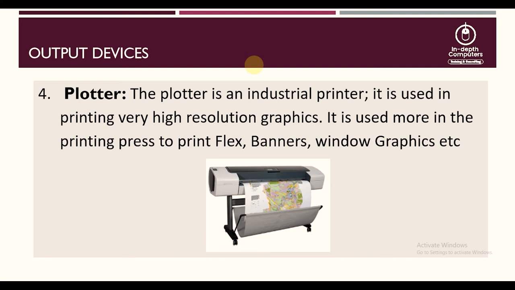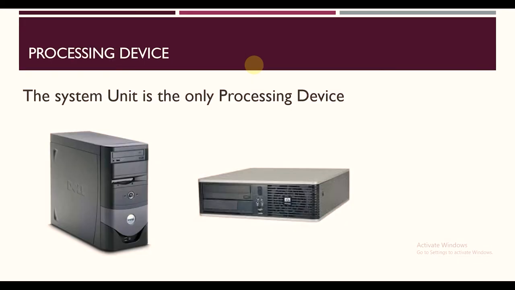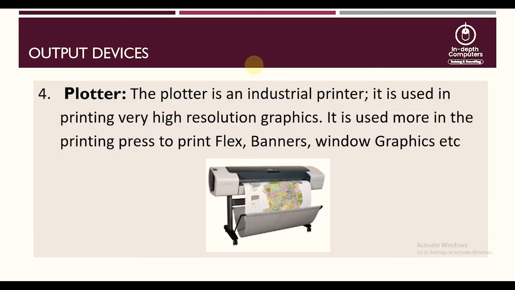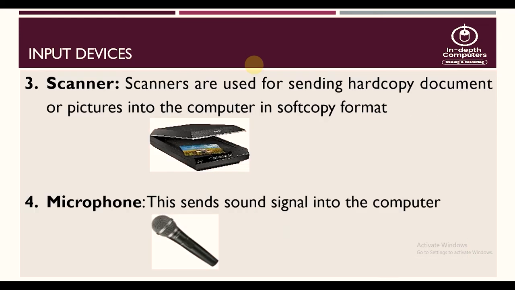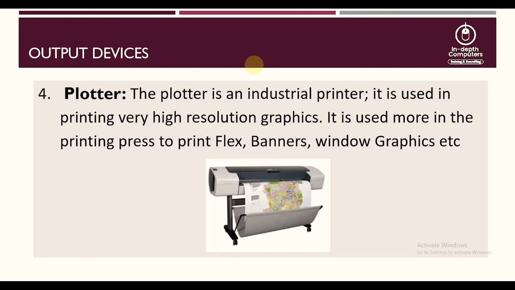Now we have the processing device. There is just one processing device, and it is the system unit. The system unit is the most important part of the computer system. It controls every other part of the computer. Every other part of the computer is connected to the system unit. So the plotter, the printer, the speakers, the monitors, the webcam, the mouse, the light pen, the scanner, the keyboard, the joystick, the microphone, they are all connected to the processing unit, which is the system unit.